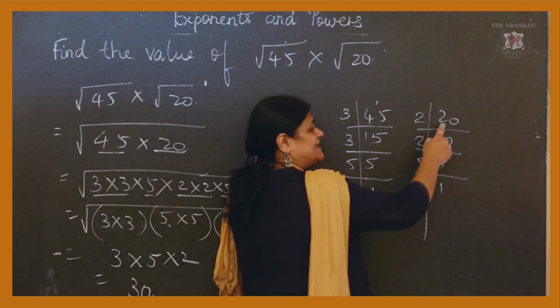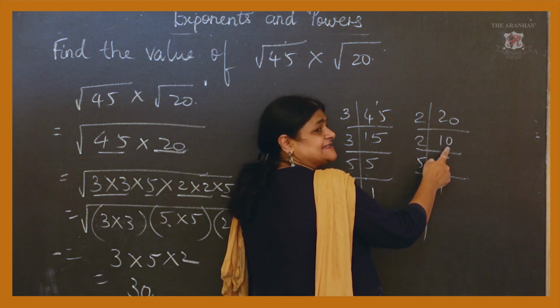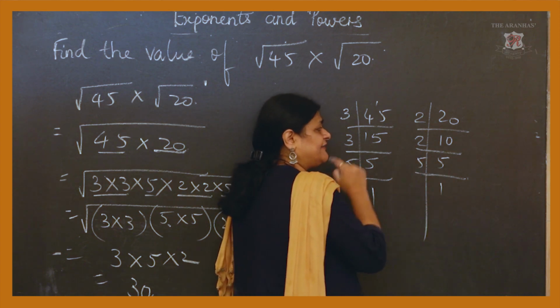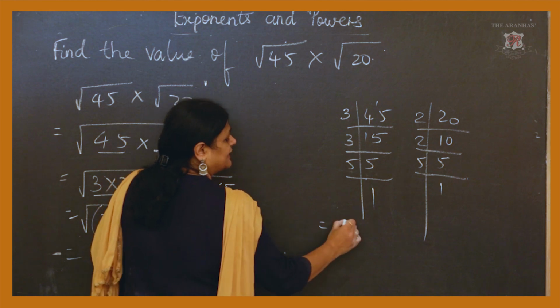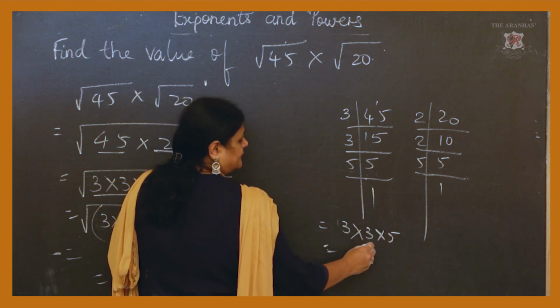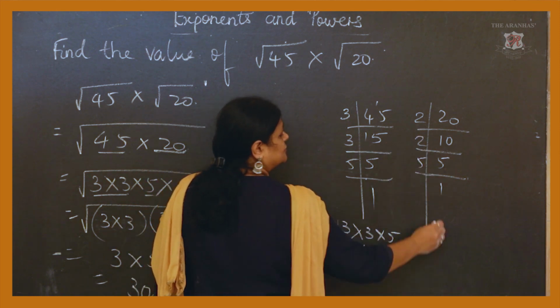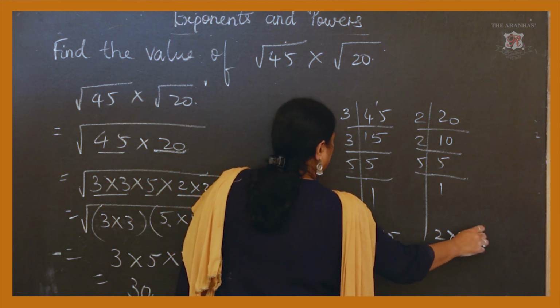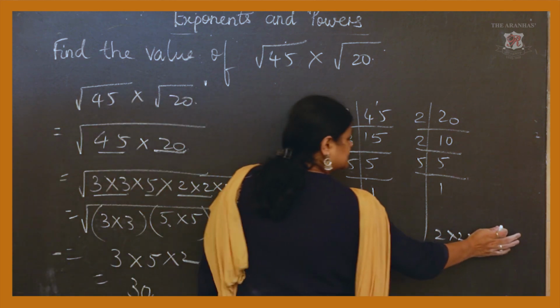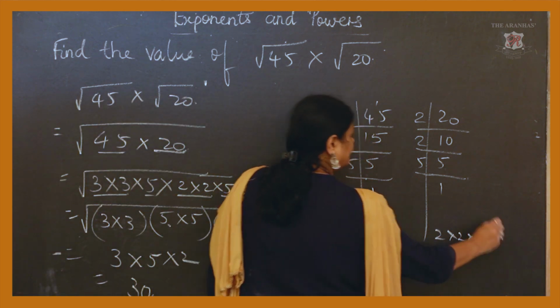Same thing over here, 20 divided by 2 you will get 10. 10 is divisible by 2, you get 5, and 5 ones are 5. So here, ultimately what are you getting? 3 into 3 into 5. Here, 2 into 2 into 5. Did you get it?